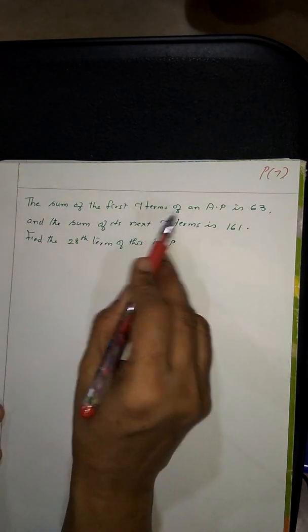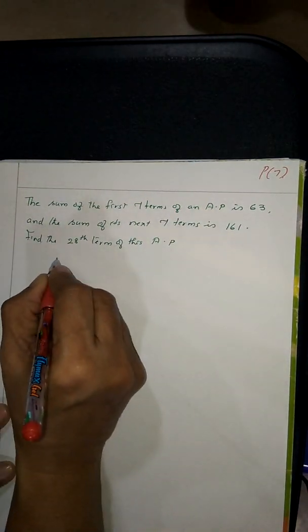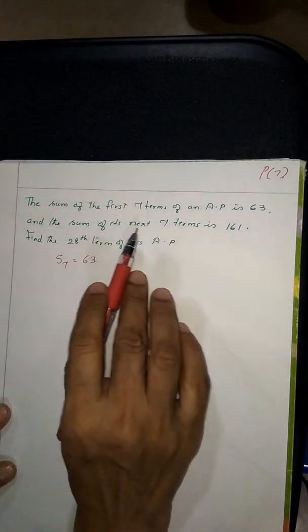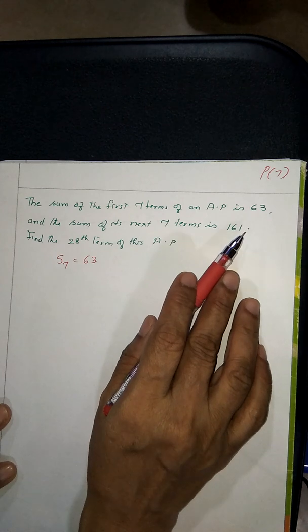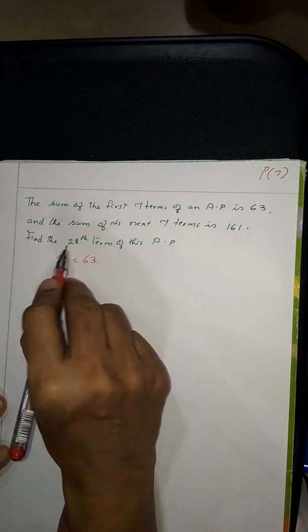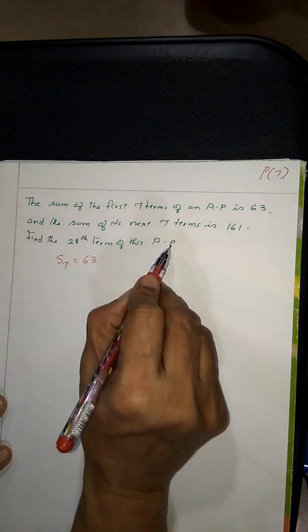The sum of the first 7 terms of an AP is 63. So S7 is equal to 63. The sum of its next 7 terms is 161. Find the 28th term of this AP.